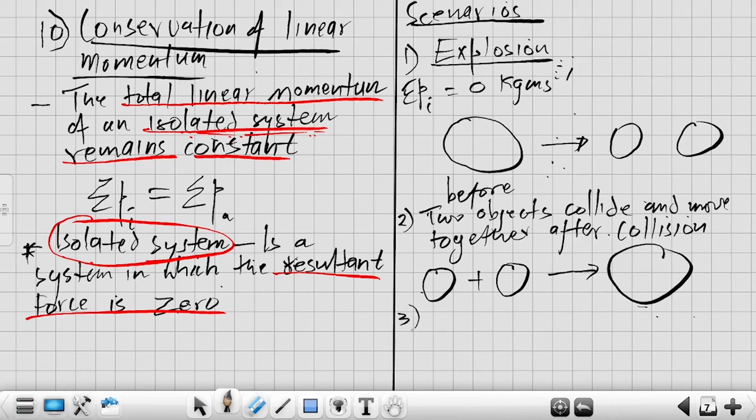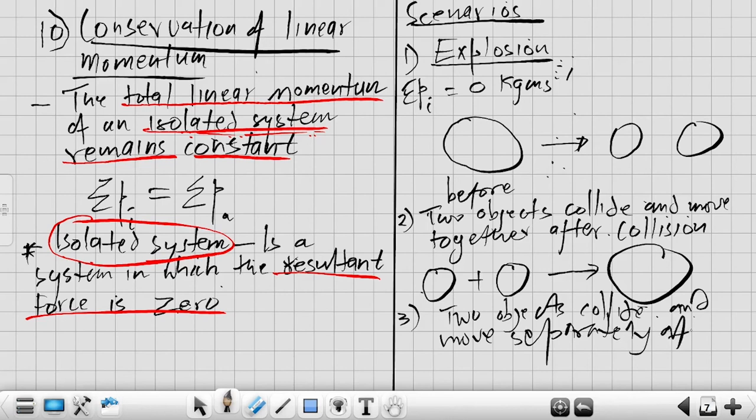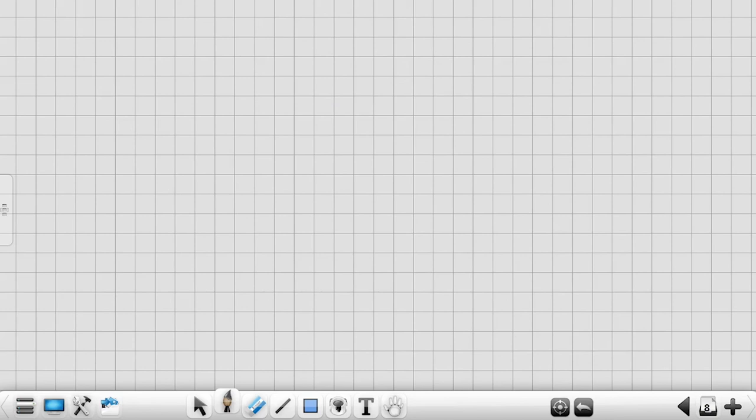And then the third one is when two objects collide and move separately after the collision. So let's add a new page. I'm going to have this and this collide, then they move, and each one of them is still independent somehow.